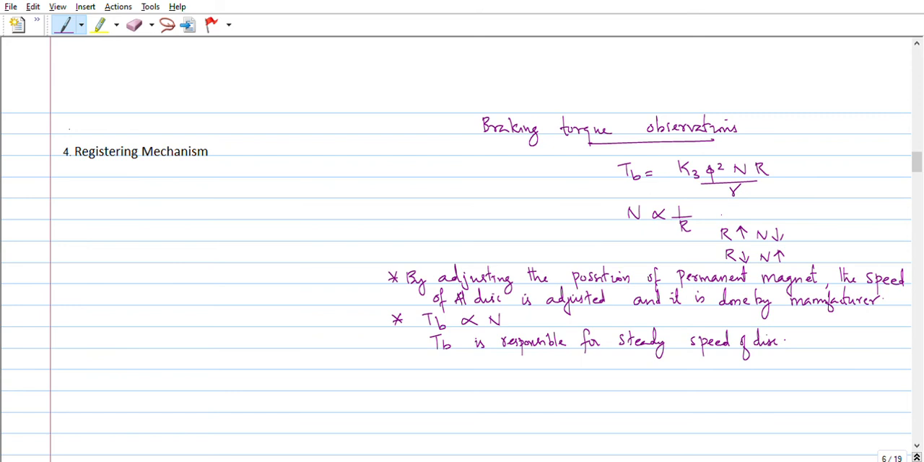So ആ പോയിന്റ് നമുക്ക് ഇമ്പോർട്ടന്റ് ആയിട്ട് നോക്കാം, നമുക്ക് കൺഫ്യൂസ് ചെയ്യരുത്. ബിക്കോസ് മൂന്നാമത്തെ പോയിന്റ് നോക്കുക, ബ്രേക്കിംഗ് ടോർക്ക് is produced due to rotation of aluminum disk but not due to ഡ്രൈവിംഗ് ടോർക്ക്. ബ്രേക്കിംഗ് ടോർക്ക് is produced due to the rotation of aluminum disk, not due to driving torque.